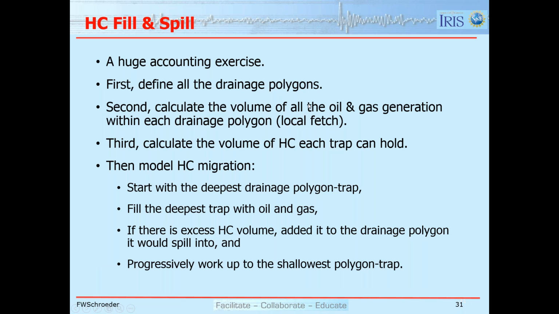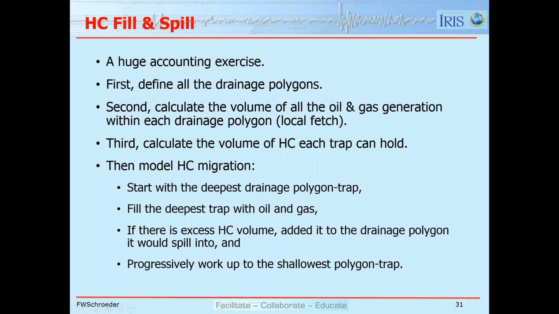So we have software that does all of this for us. We have to input a lot of information: grids about different surfaces, the source rock and its characteristics, and how it's generated oil and gas over time. It turns into a huge accounting exercise. First, we'll define all the drainage polygons. We'll calculate the volume of oil and gas that can be generated within each local polygon, the local fetch. We'll calculate the volume that each trap in each of the polygons can hold.